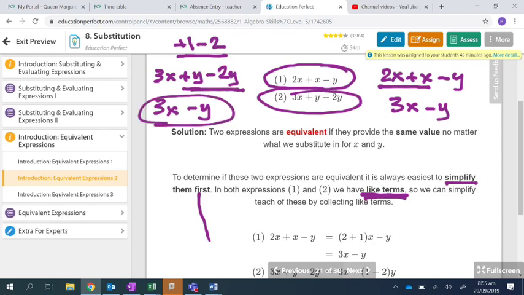Now what do you notice? After we've simplified them, are they identical? Yes. Therefore, they are also called what? Equivalent. They didn't look like it at first, but after we simplified them, they were.